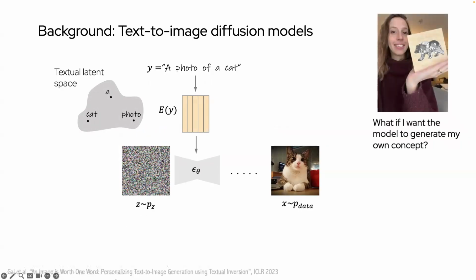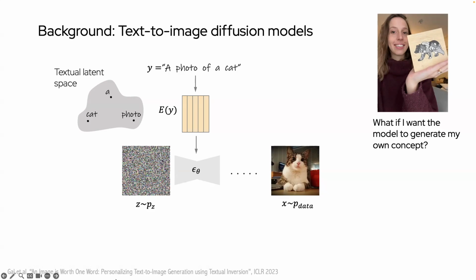But a question that people asked me also is, what if I want the model to generate images of my own concept? Maybe I can find a very long prompt that describes the specific concept, but this might first not be possible. Second, it's hard. And third, it kind of blocks the visual exploration that we want to support.